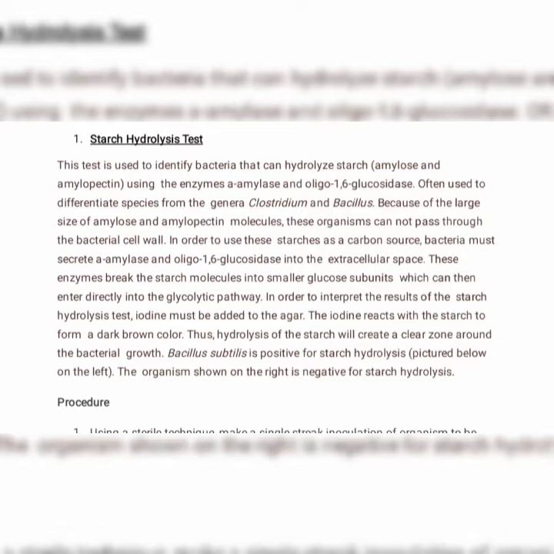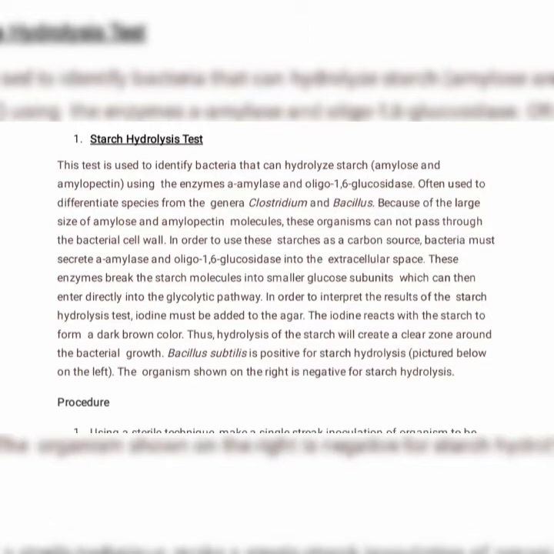Those enzymes are alpha amylase and oligo 1,6 glucosidase. In the presence of these two enzymes, amylose and amylopectin are broken down to glucose and galactose, and that glucose and galactose is used by bacteria as source of carbon. So to perform this starch hydrolysis test, we have to add iodine solution as an indicator in our agar.